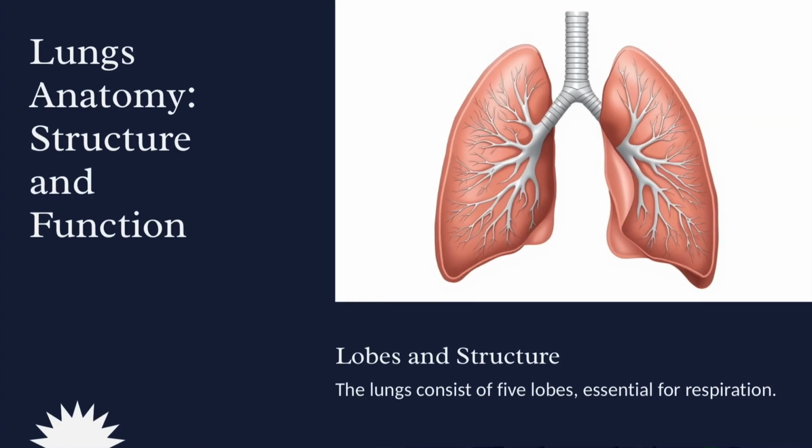The lungs are spongy organs protected by the ribcage. The right lung has 3 lobes, while the left lung has 2 lobes to make space for the heart.